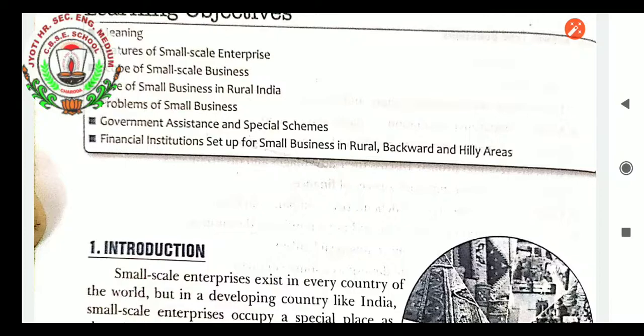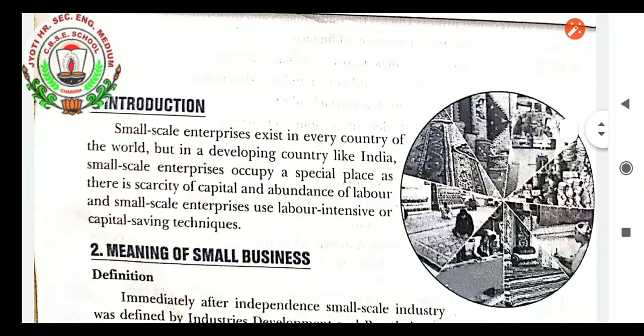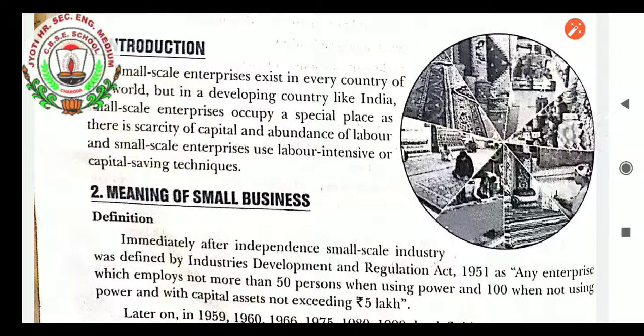When we introduce the chapter, students, the very first part says that small scale enterprise exists in every country of the world, but in a developing country like India, small scale enterprise occupies a special place, as there is scarcity of capital and abundance of labor, and small scale enterprises use labor intensive or capital saving techniques. There are some industries which mostly use the capital intensive technique, but small scale industries are still more dependent on labor intensive techniques.